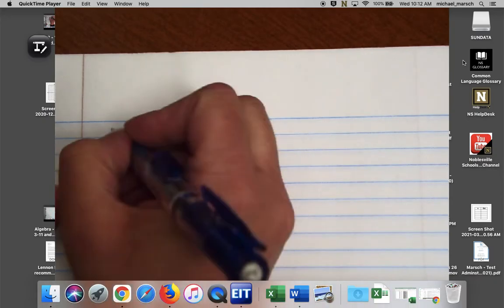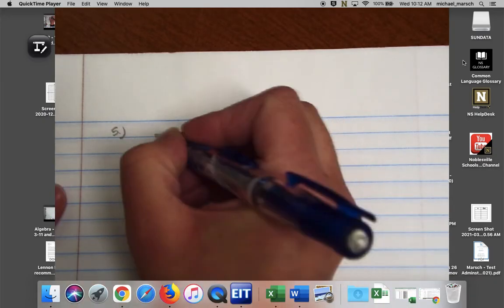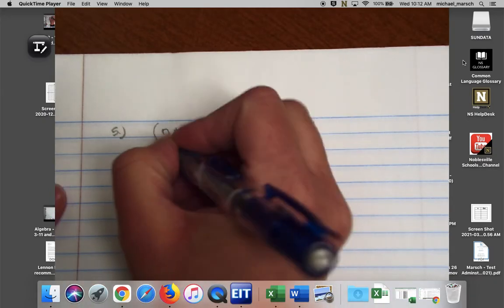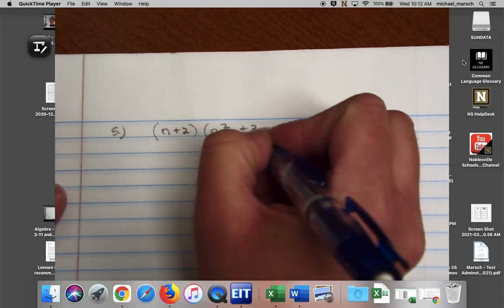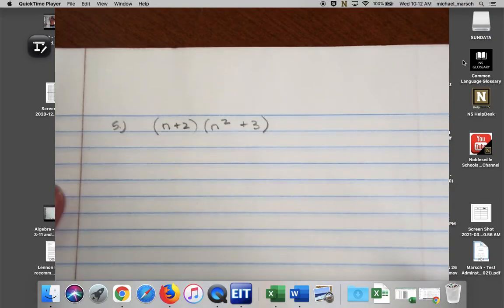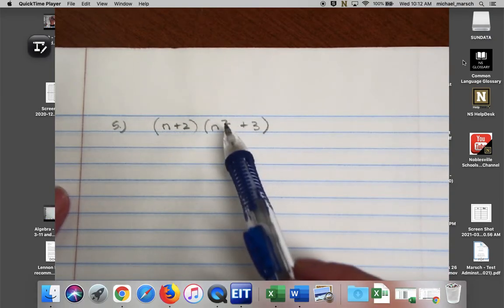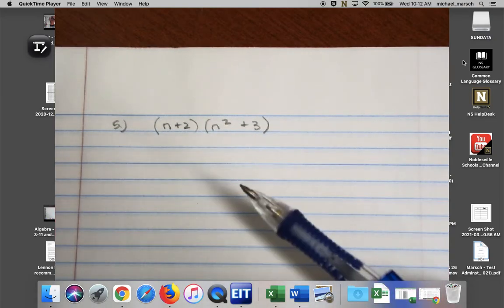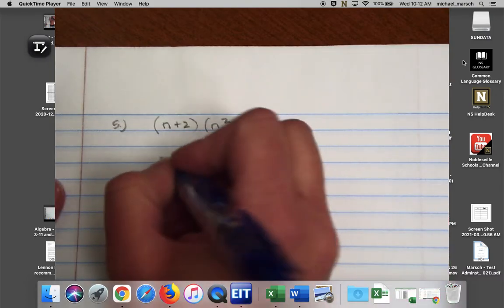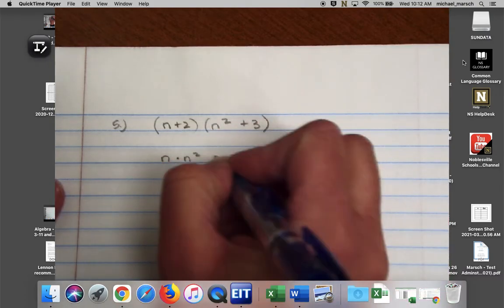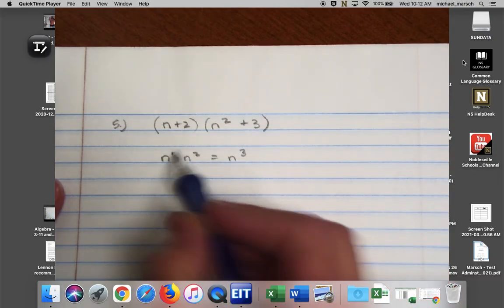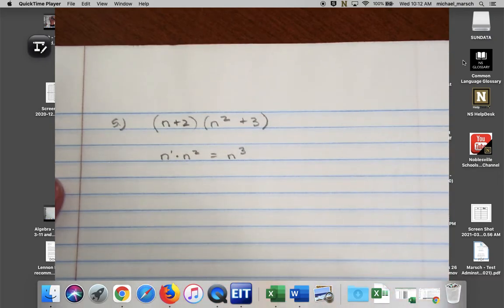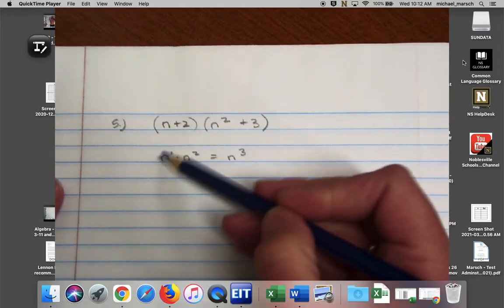Let's look at example 5. We've got n plus 2 times n squared plus 3. So just because now we have an extra exponent here, it doesn't change the process, right? So my first is going to be n times n squared, which is going to give me n to the third power, right? Because there's that secret 1 hiding there. 1 plus 2 is 3. Got a color code.